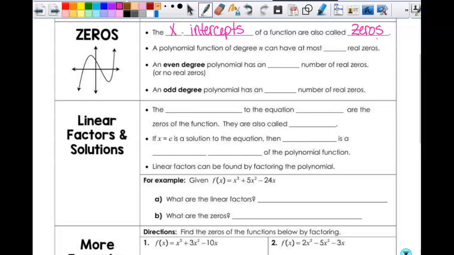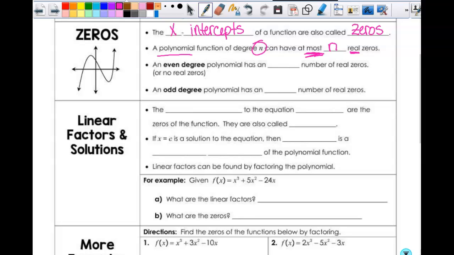What else can we call them? The solutions. What else? Starts with an R. Roots. Okay. Zeros, roots, solutions, x's. All right. So a polynomial function of degree n can have at most n real zeros. So the key here is real zeros. Remember when you were doing quadratic formula and you would get imaginary numbers? Yes? So that means you had roots, but they were imaginary roots. They weren't real zeros.